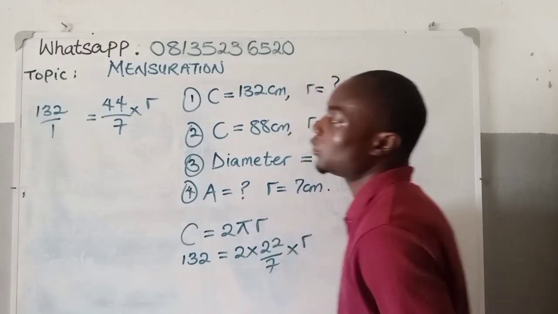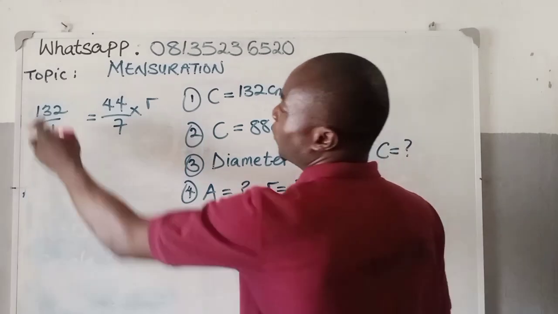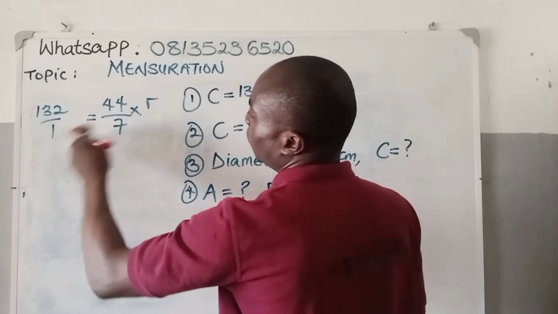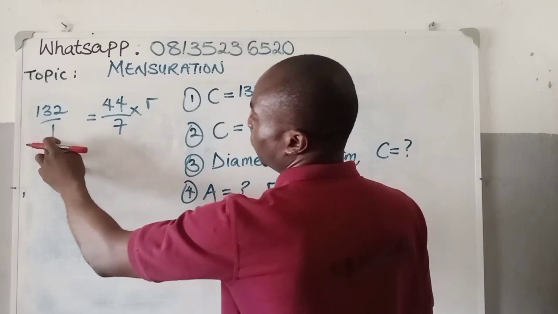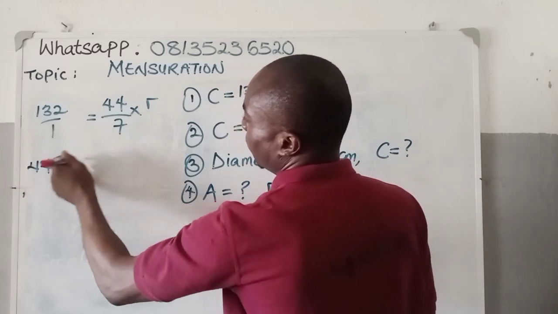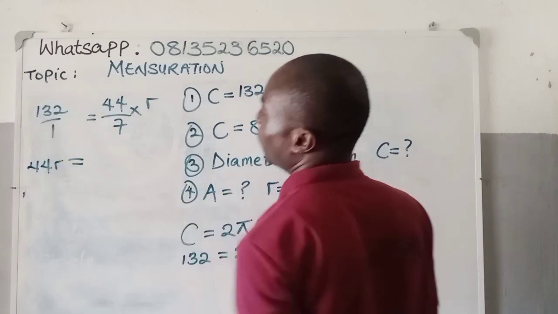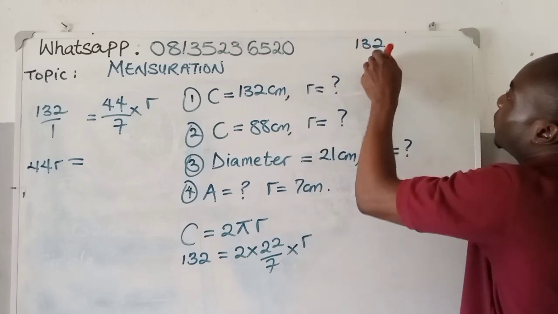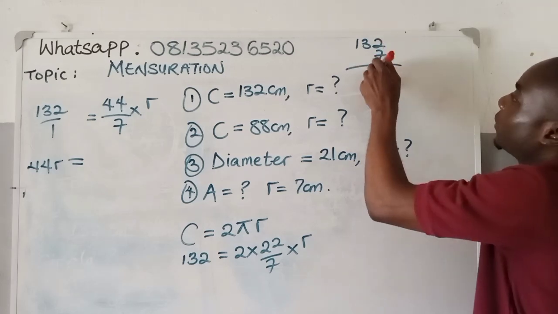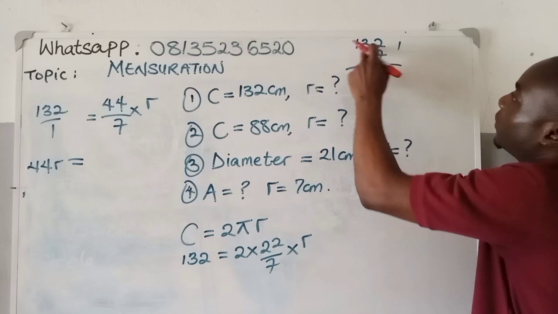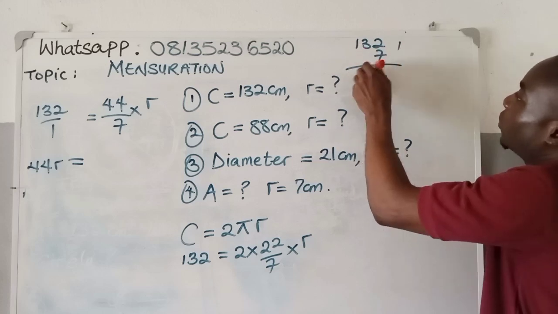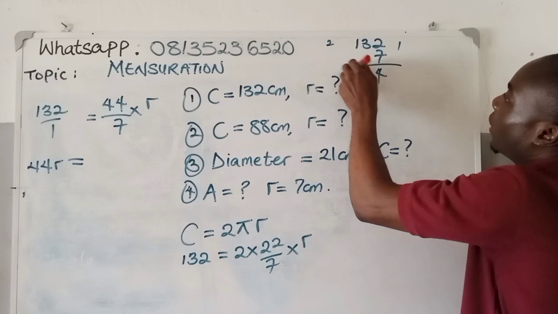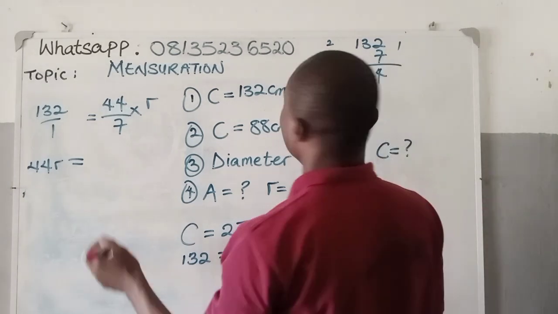So the next thing we're going to do is to cross multiply. Since we have 132 is equal to 44 times r over 7, when we cross multiply, 44 times r times 1 will give us 44 r, and that's equal to 7 times 132. So let's find out what 132 times 7 will give us. 2 times 7 is 14, write down 4, carry 1. Then 7 times 3 is 21 plus 1, 22, write down our 2, carry our 2. Then 7 times 1 is 7, plus 2, we have 9.